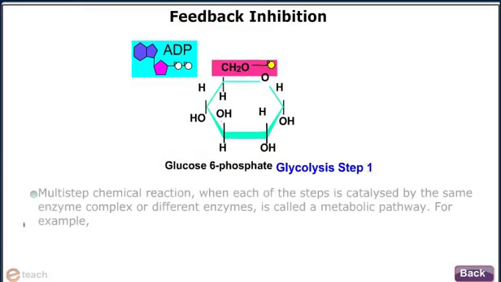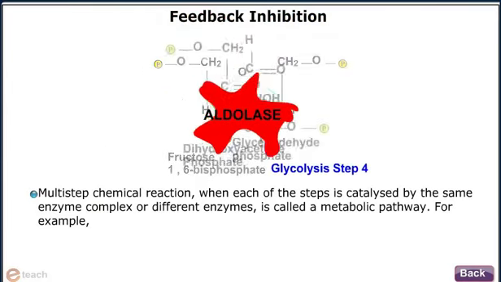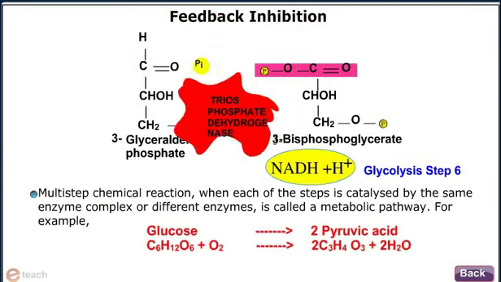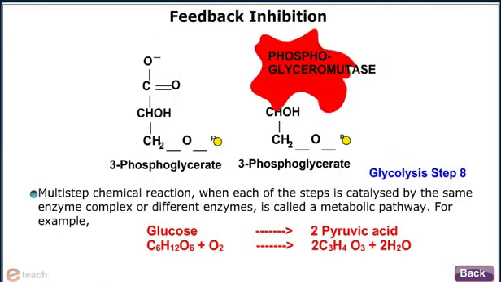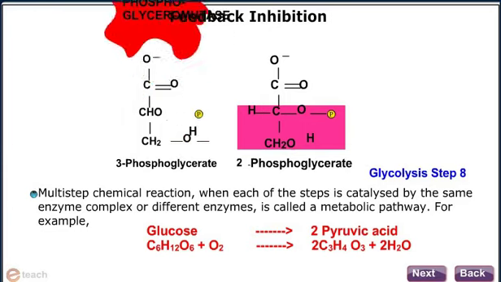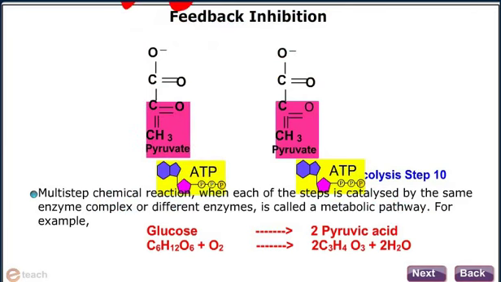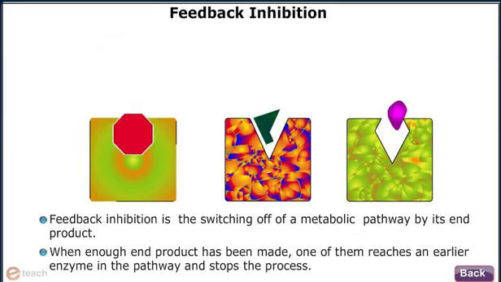Feedback inhibition. Multi-step chemical reaction: when each of the steps is catalyzed by the same enzyme complex or different enzymes, it is called a metabolic pathway. For example, glucose gives 2 pyruvic acid: C6H12O6 plus O2 gives 2C3H4O3 plus 2H2O. Feedback inhibition is the switching off of a metabolic pathway by its end product. When enough end product has been made, one of them reaches an earlier enzyme in the pathway and stops the process.